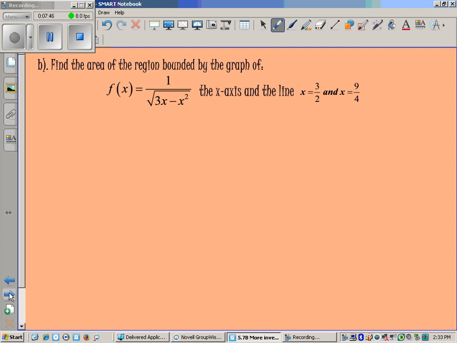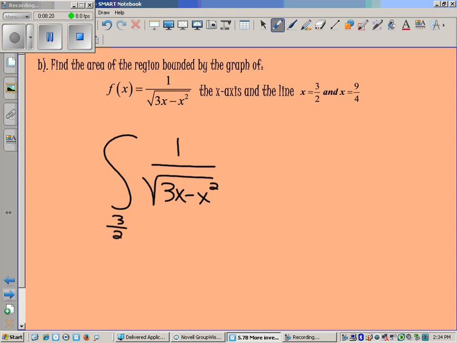All right, find the area of the region bounded by the graph of f of x. And so f of x is 1 over the square root of 3x minus x squared, and the x-axis and the lines x equals 3/2 and x equals 9/4. So now we're finding the area underneath the graph. So what's another name for finding the area underneath the graph? What are they asking us to do? Are they asking us to integrate it? Right? They're asking us to integrate this function, find the area underneath, from x equals 3/2 to 9/4. So really we're just doing this.